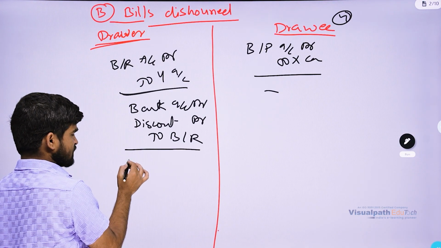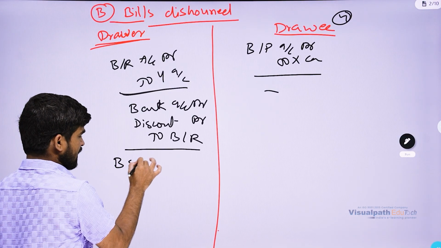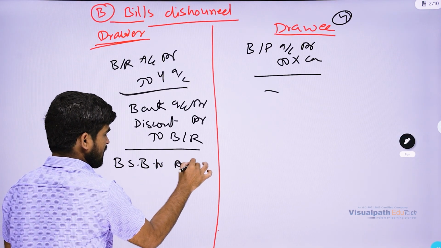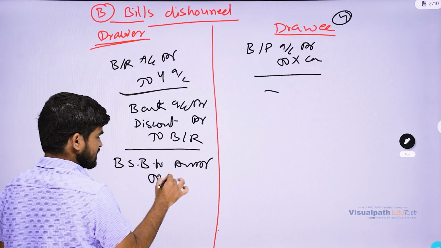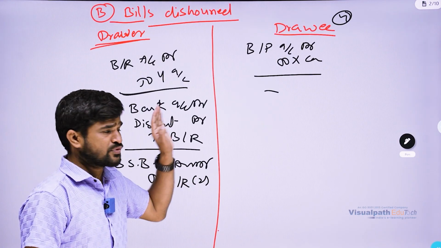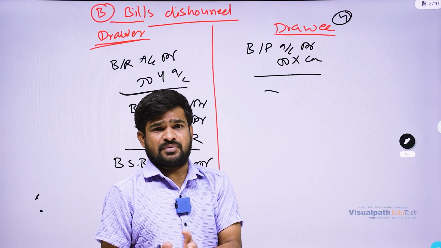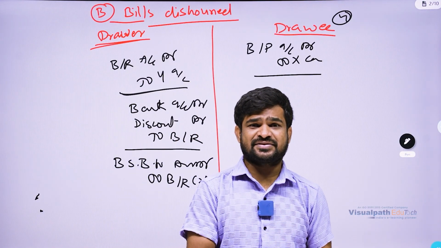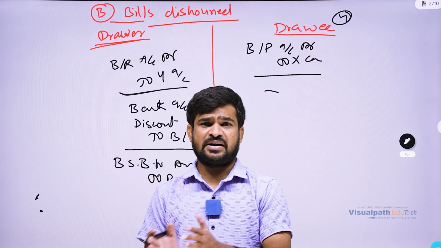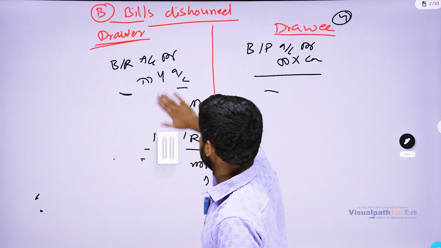Sending to the bank for collection is also the same entry: we will write bill sent to bank for collection account debit to bills receivable account, which is bill number 2. These same entries will come in the books of drawer and drawee, whether it is honored or dishonored. The discussion is only about what entries will come if the bill is honored and if the bill is dishonored. So the same entries will come here. No need to discuss it again.